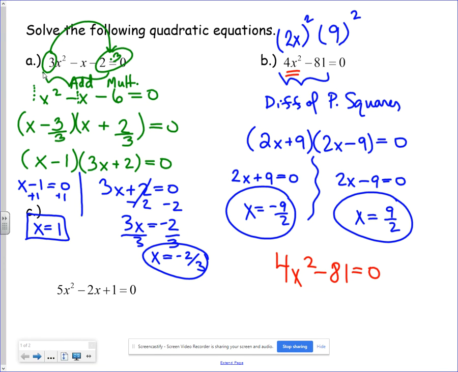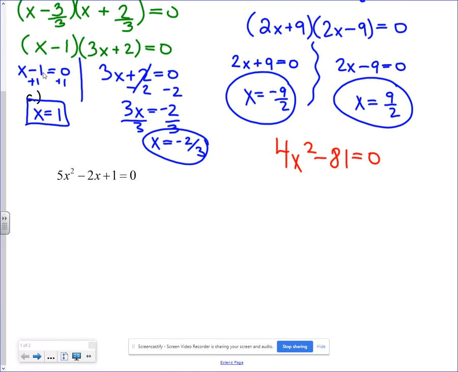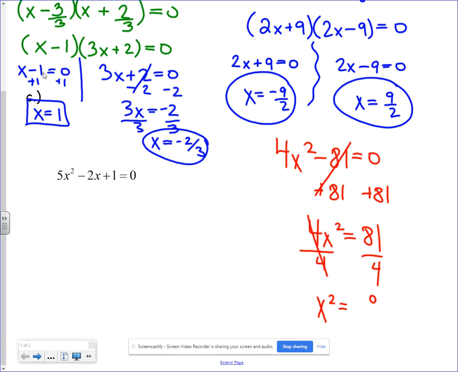So remember, what you do if you want to use the square root method is get your x squared term by itself. So what we could have done is we could have added 81 to both sides. Then we get 4x squared is equal to 81. And then divide both sides by 4. So x squared is equal to 81 over 4. And it's called the square root method because the last step of this process is to take the square root of both sides.